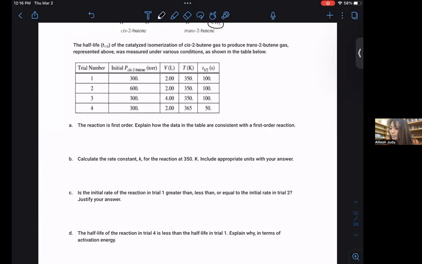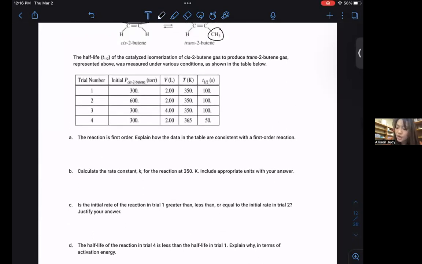Explain how the data in the table is consistent with the first order reaction. So we know that a first order reaction should have, as well, we could think about it two ways. We could think about it as first order reactions.